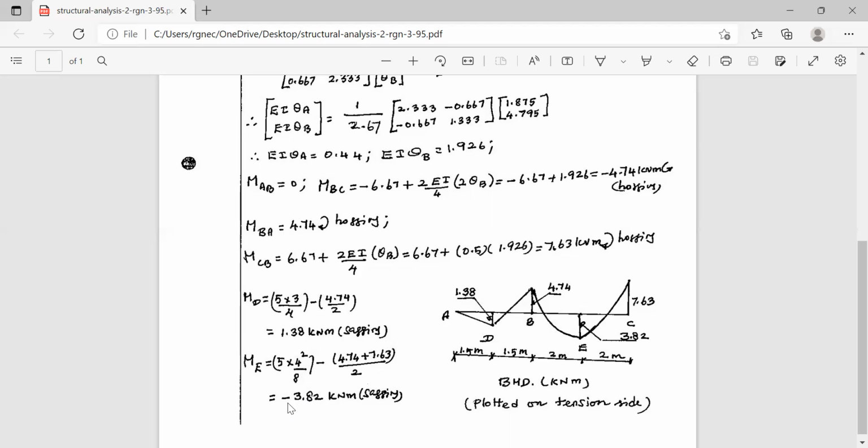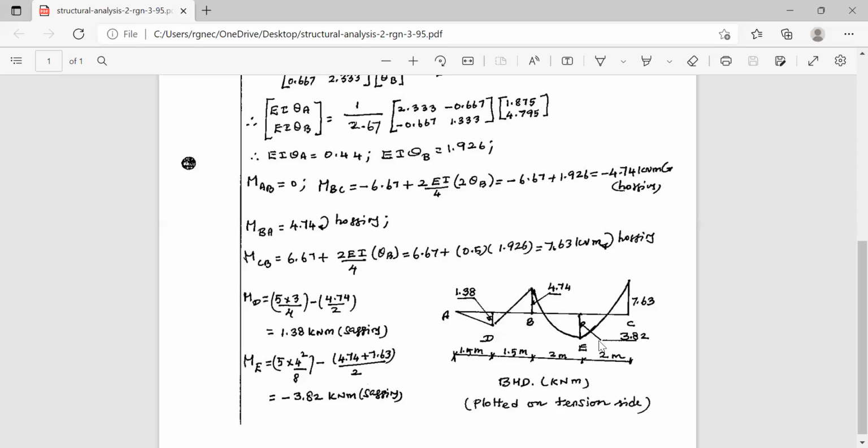Please note, it is an error. It is not minus 3.82. It is plus 3.82. Sagging moment is greater. It is 10 plus something, this first term, and minus this second term. It comes to plus 3.82. This minus sign is error. 3.82 kN/meter sagging moment. So that has been plotted here.